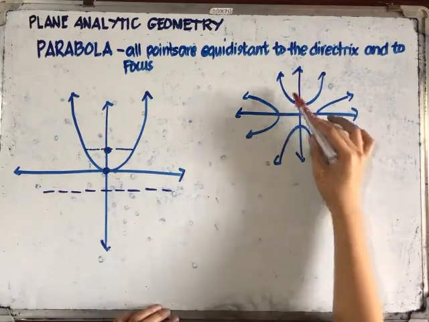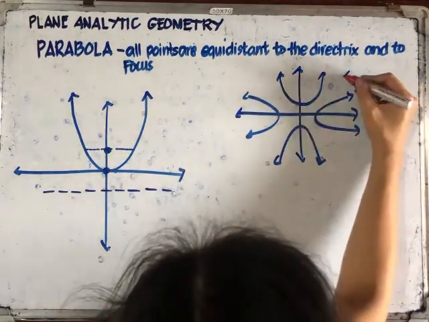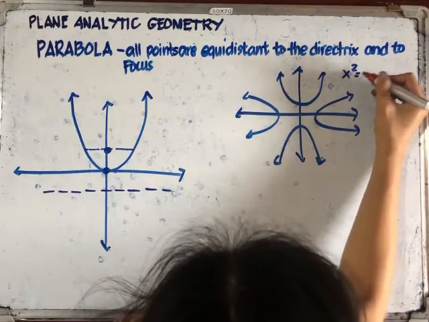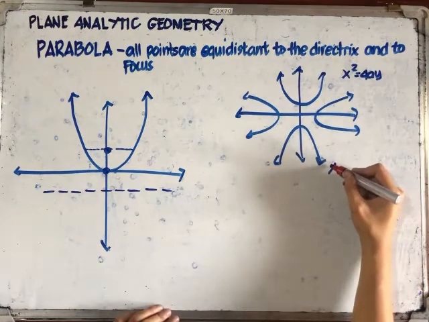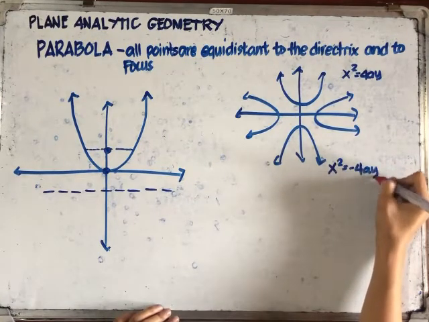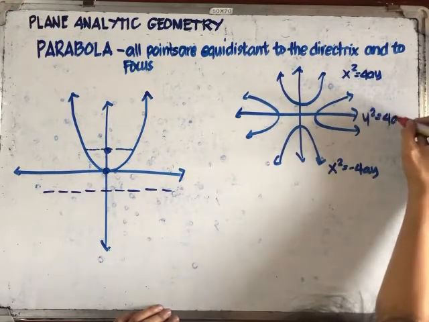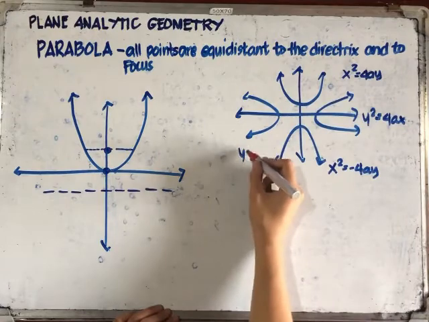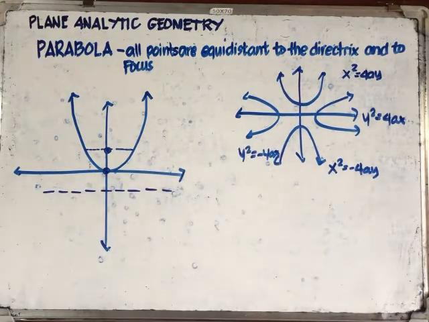So, in this case, since dalawang x values kada y, x squared ang meron ka dito. X squared is equal to, let's just say, 4ay. Ito naman is x squared equals negative 4ay. This one is y squared equals 4ax. And this one is y squared equals negative 4ax. So, in general, ganun yung magiging itsura niya.